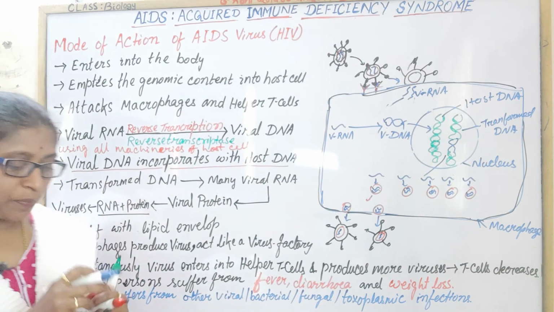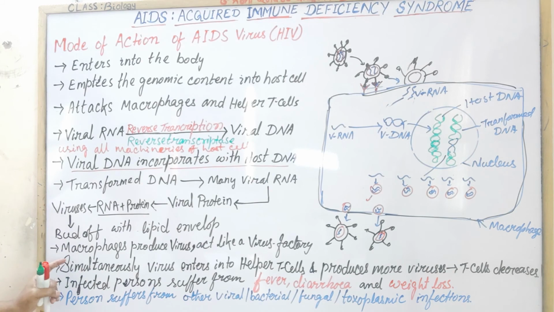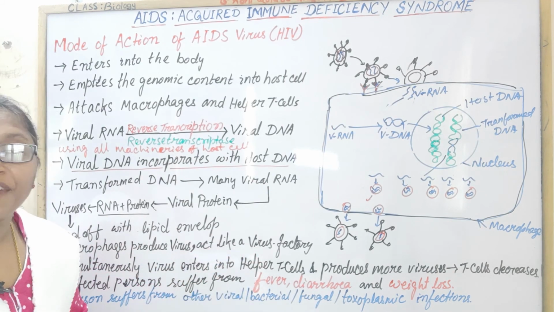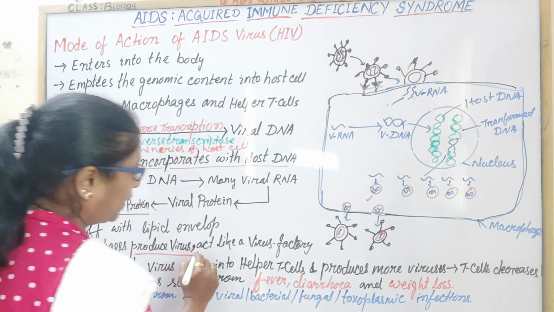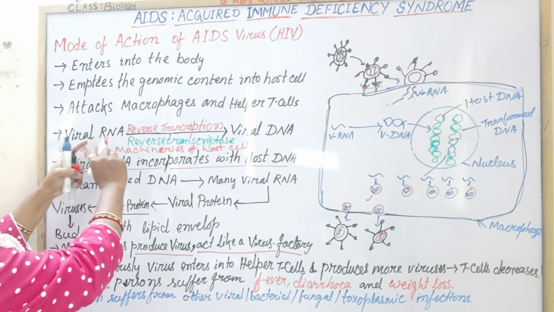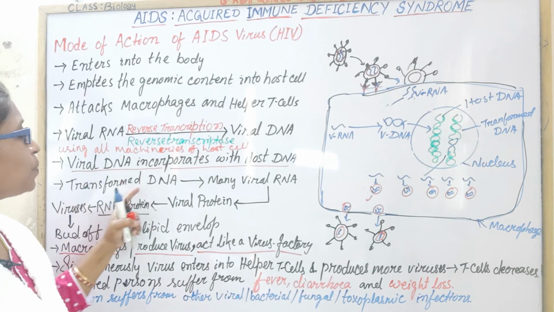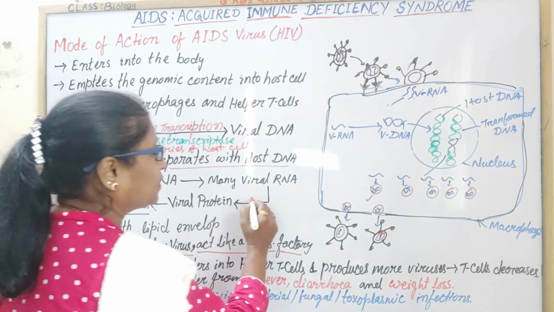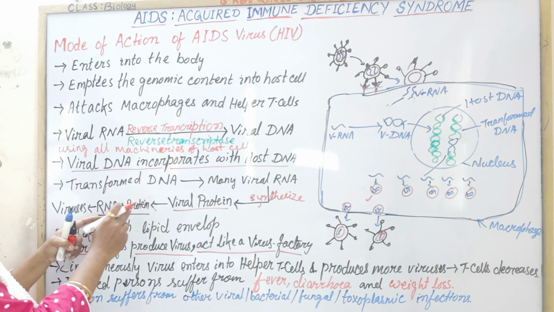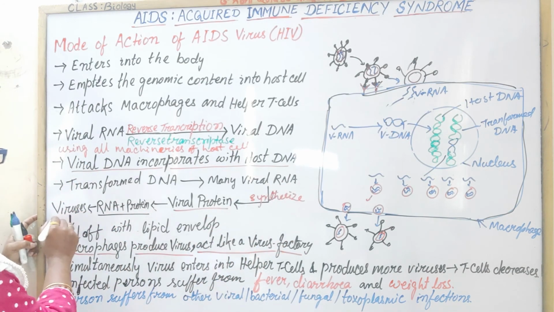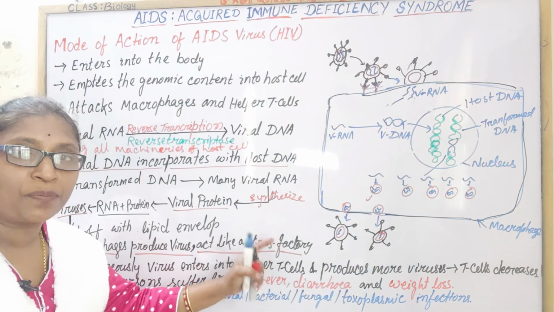This is how a large number of viruses are produced within the body from the host cell, and this is why the macrophage acts like a virus factory. Macrophages produce viruses and act like the virus factory. What I told: viral RNA undergoes reverse transcription producing the viral DNA. Viral DNA incorporates with the host DNA, and the transformed DNA produces many viral RNA, and viral RNA synthesizes the viral protein. Then the viral protein along with the RNA gives rise to the viruses, and they bud out with the lipid envelope. And this is how the macrophages produce a large number of viruses, becoming the virus factory.